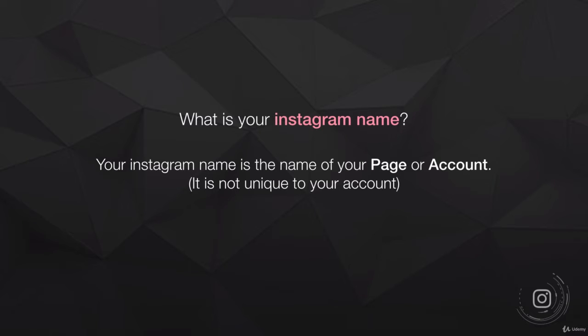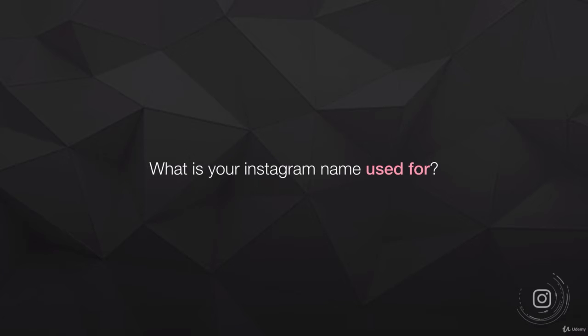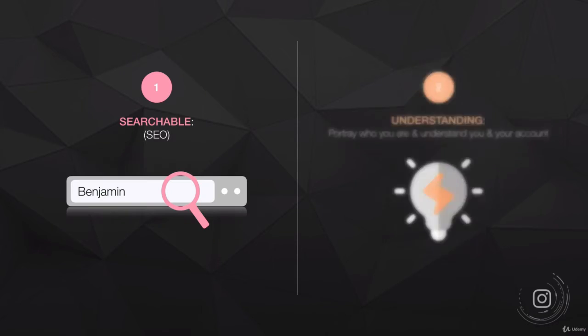So, what is an Instagram name exactly? Your Instagram name is the name of your page or your account, and unlike the handle, it's not unique to your account. So you can share an Instagram name with as many Instagram accounts that want to use your name. So what is it used for? Similar to the handle, the Instagram name is searchable. So you want to make sure that it's SEO optimized, whether you're a brand, a themed account, or a personal account. You want to make sure that you're searchable through your name, and it doesn't have to be the same as your Instagram handle.